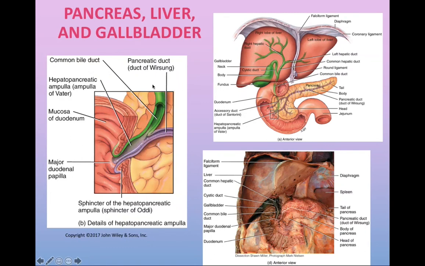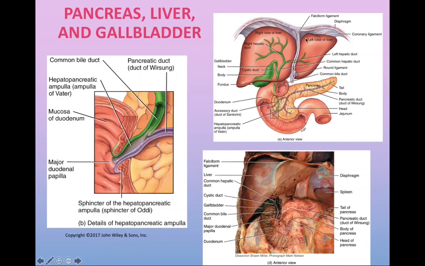We've zoomed in here to the hepatopancreatic ampulla at this location so that you can see the secretions from the liver and the gallbladder will come down this location, and then the secretions from the pancreas will come over here, and they'll leak into the duodenum through this hepatopancreatic ampulla. There is a tiny sphincter here, known as the sphincter of Oddi, that's going to regulate how much of these substances will leak into the duodenum.